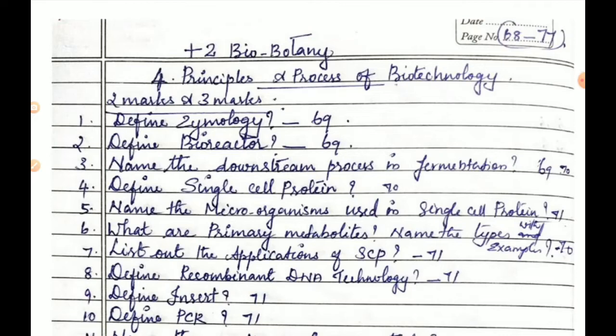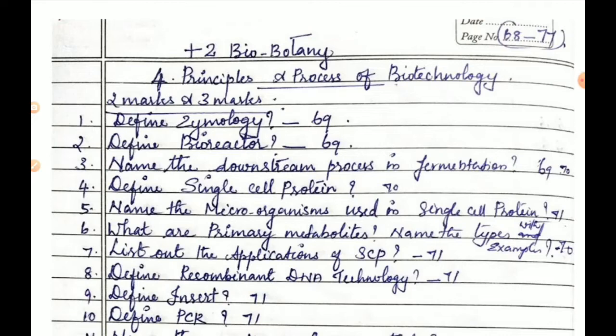The next question, 6th question. What are the primary metabolites? Name the types with examples. Students, take page number 70, under the heading microbial metabolites.